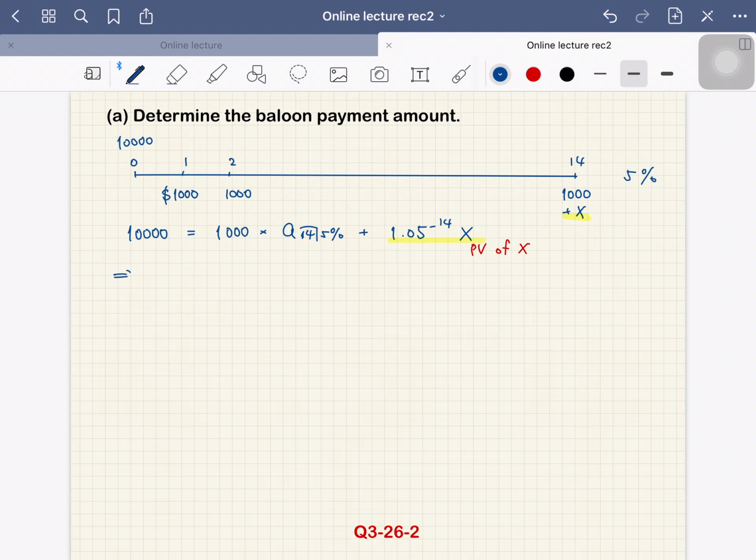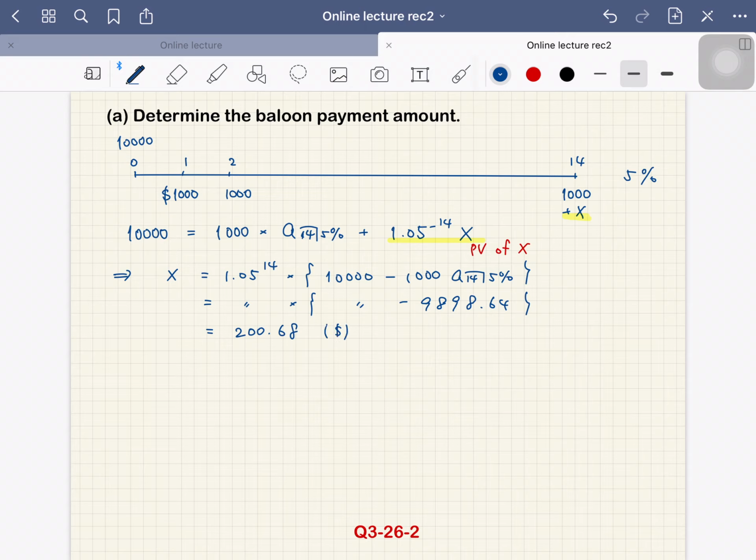So this means that x is equal to 1.05 to the 14 times $10,000 minus 1,000 times a-angle-14 at 5%. So if you calculate this, this is equal to 1.05 to the 14 times (10,000 minus 9,898.64). So this is equal to $200.68. So this is the final answer.